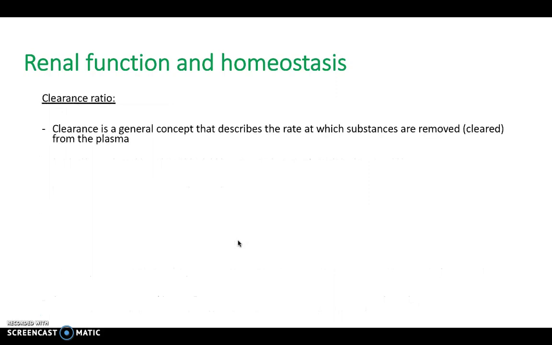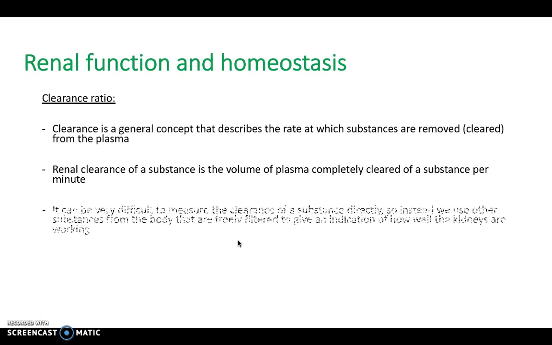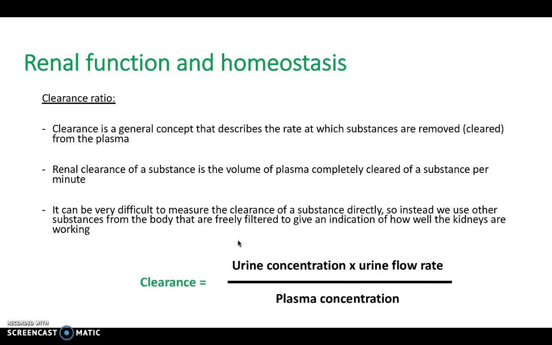So the clearance ratio. Clearance is a general concept that describes the rate at which substances are removed, i.e. cleared, from the plasma in the body. And renal clearance of a substance is the volume of plasma completely cleared of a substance per minute. It can be very difficult to measure this clearance of a substance directly, so instead we use other substances from the body that we know are freely filtered to give an indication of how well the kidneys are working.